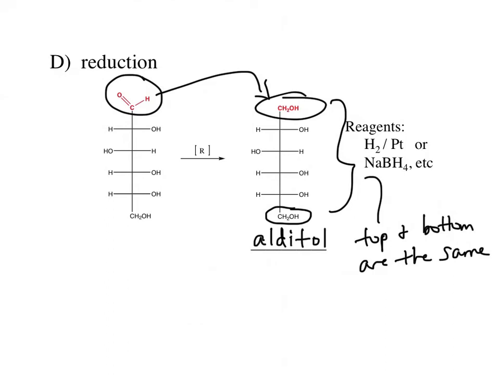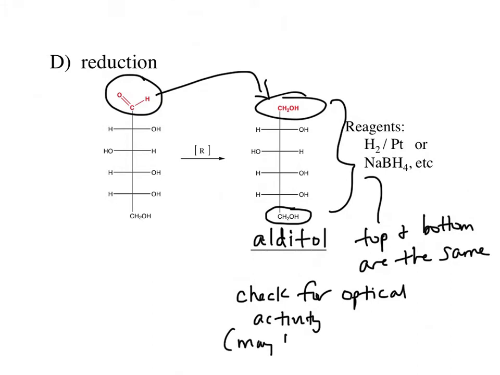I would look at polarimetry, right? What do meso compounds do? They do nothing. They have no rotation. So what you do is you check for optical activity. So it may be meso. It may not be. That lets you narrow it down somewhat. We can kick some off the list depending on what we find out.